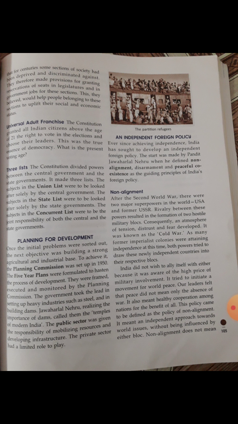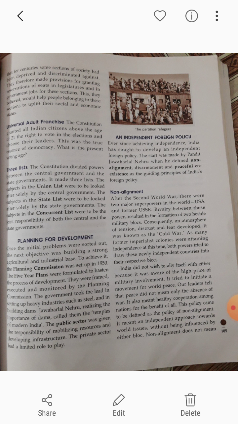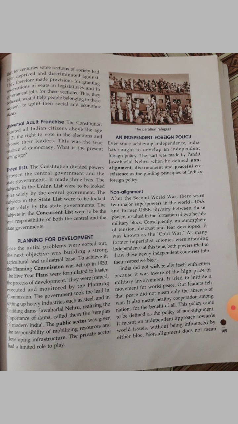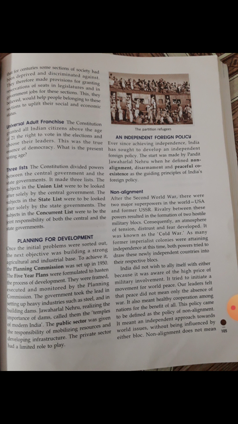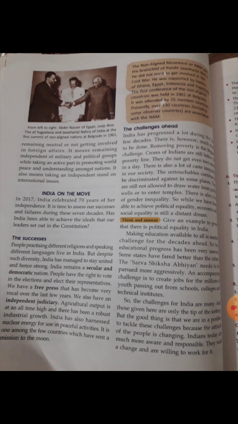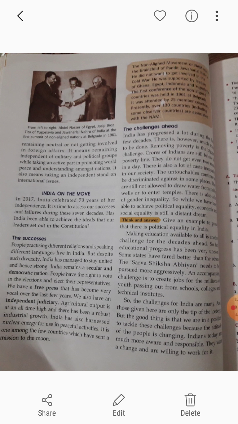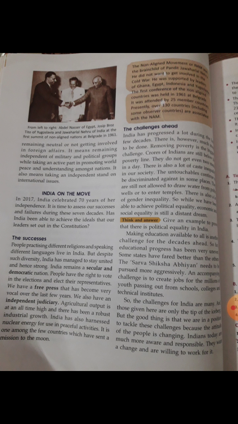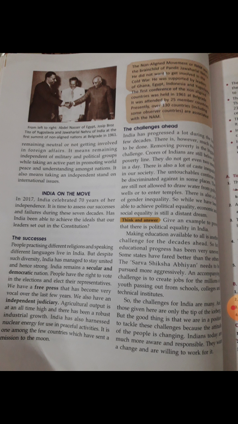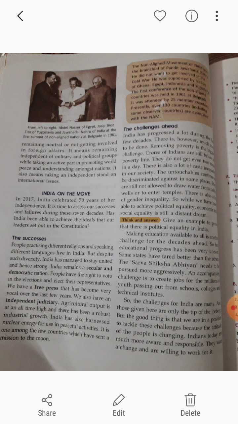Now, what does the non-aligned movement mean? It means an independent approach towards any of the issues of the world, without being influenced by either of the two blocks. Non-alignment does not mean remaining neutral or not getting involved in foreign affairs. It means remaining independent of political as well as military groups while taking an active part in promoting world peace and understanding amongst the nations. Clear?